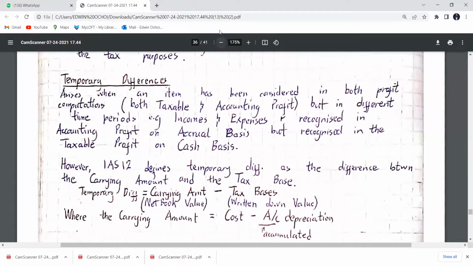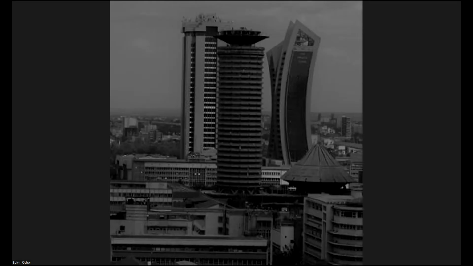So we always say that temporal difference is equal to the carrying amount minus the tax base. So that is the point whereby I can mention a bit of the formulas.